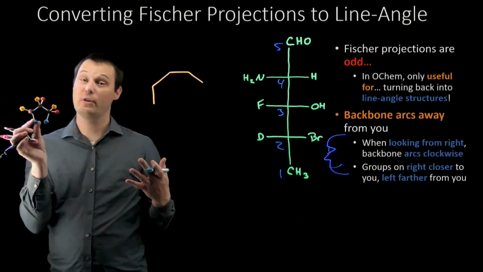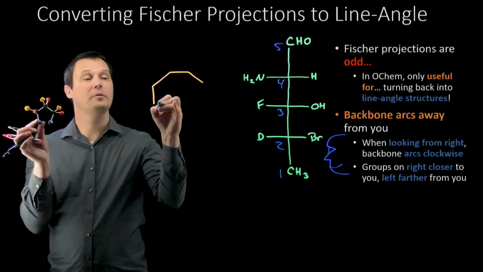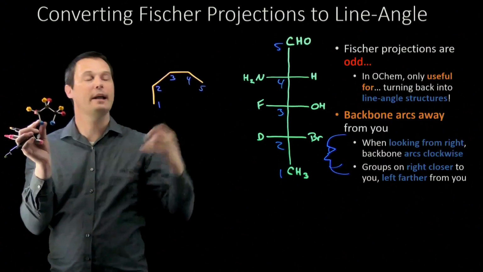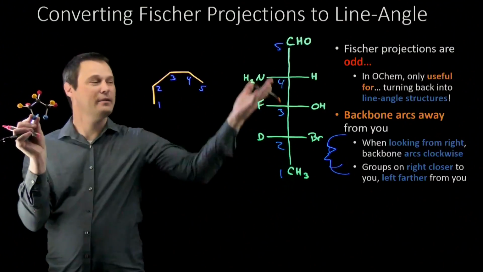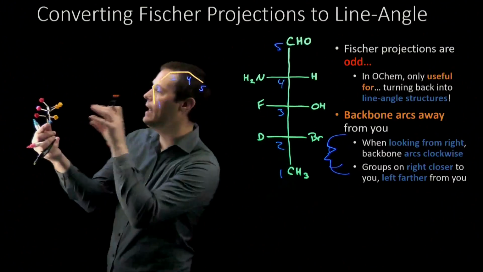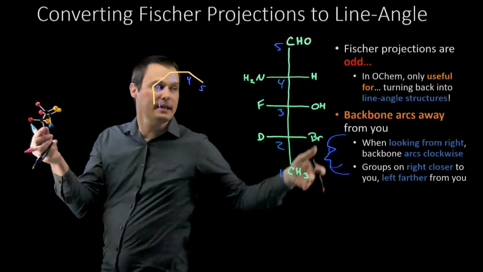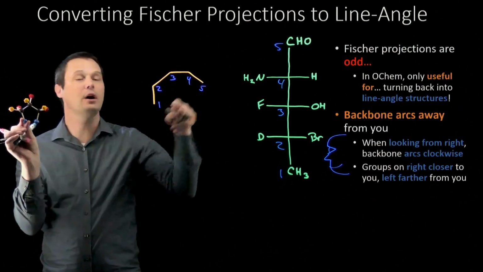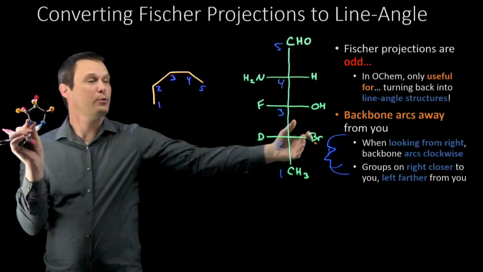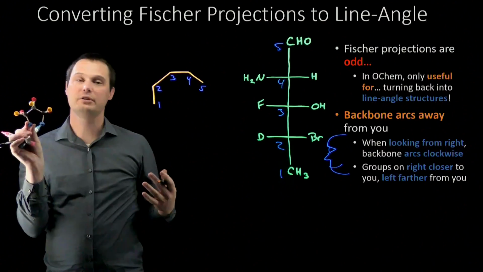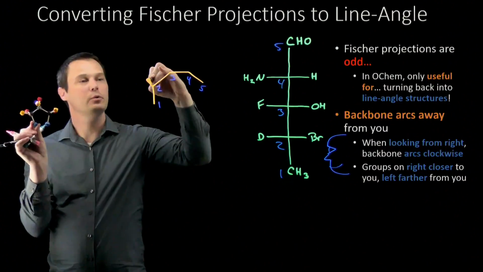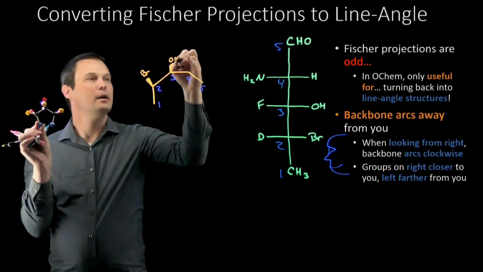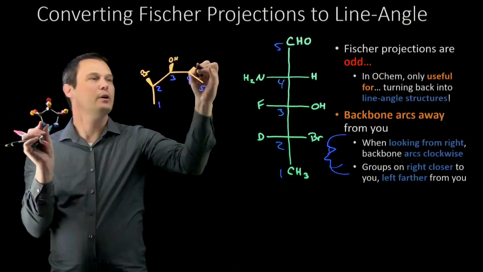I would recommend just learning the one method and doing it the same way every time, and that would always be starting with carbon number 1, vertically up to carbon 2, and arcing clockwise until you run out of backbone carbons. From here, it's a matter of adding the rest of the groups. And notice, when we look at it from the right, those yellow groups on the right side of the Fischer projection are now sticking closer to me as the viewer. So when I draw in those groups on the new line angle structure, those groups on the right will be closer to me as the viewer, and they will be on wedged bonds. The bromine on carbon number 2 will be on a wedged bond. The OH on carbon number 3 will be on a wedged bond. And the hydrogen on carbon number 4 will be on a wedged bond.